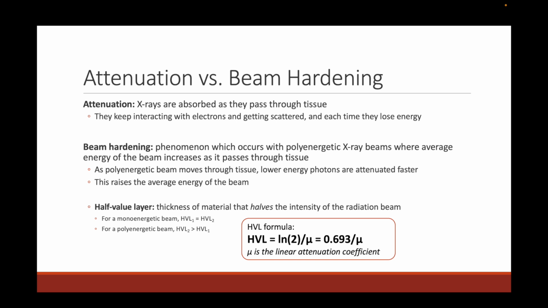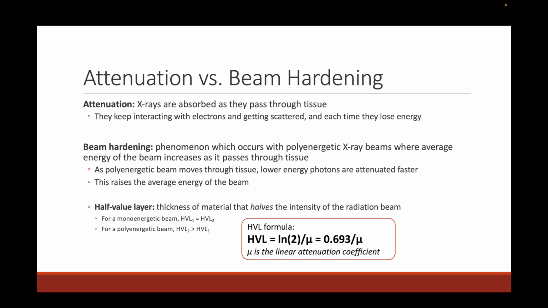There's an HVL1, which is taking that first half, so from 100% to 50%. And there's HVL2, which is taking it from 50% down to 25%. And you can go on and on by dividing by 2 each time. So for a monoenergetic beam, where all of the photons have the same exact energy within the same beam, the HVL1 is going to be the same as the HVL2.